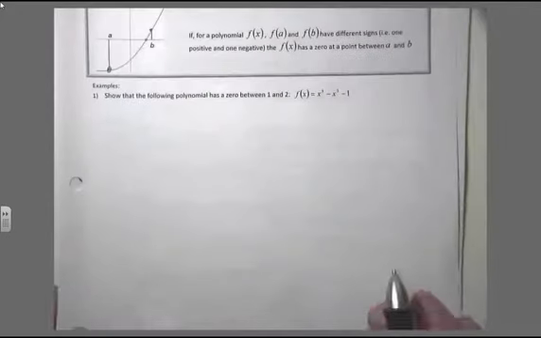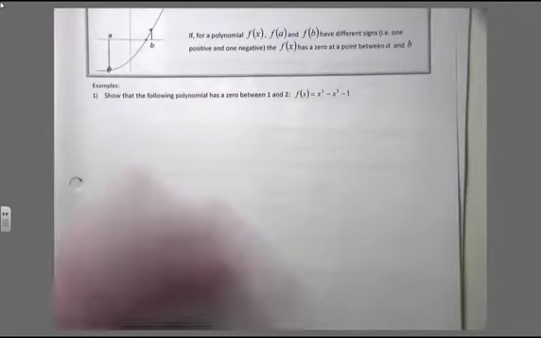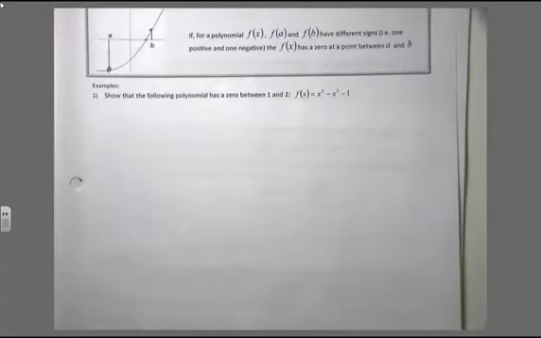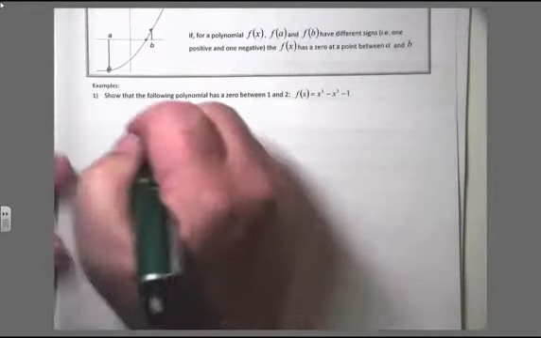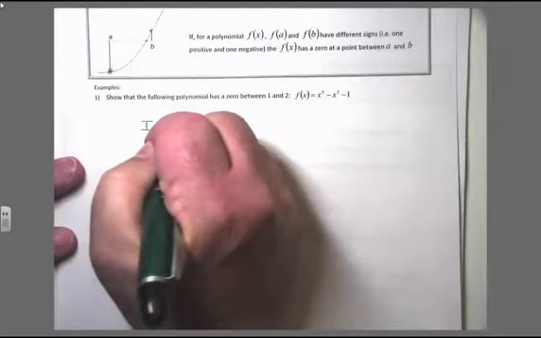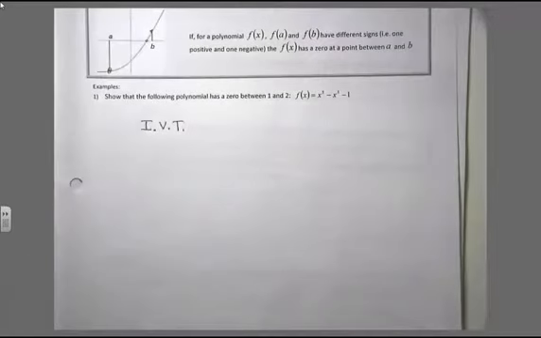So, an example of this. Show the following polynomial has a 0 between 1 and 2. How do I show it has a 0 between 1 and 2? I'm not going to go find the 0. It didn't say find the 0. It says show that there exists a 0 between 1 and 2. Well, this is how you do it. It's the intermediate value theorem, and we're math people, so we have to abbreviate everything: the IVT.